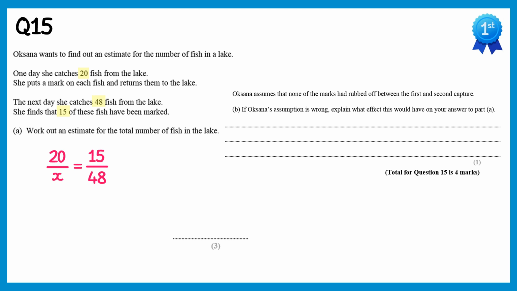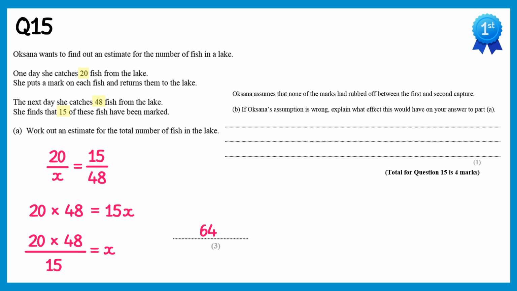If we cross multiply here, then we get 20 times 48 on the left, which equals 15x on the right. If you then divide both sides by 15, we get 20 times 48, divided by 15, equals x. If you type this into your calculator, you'll get the answer 64.